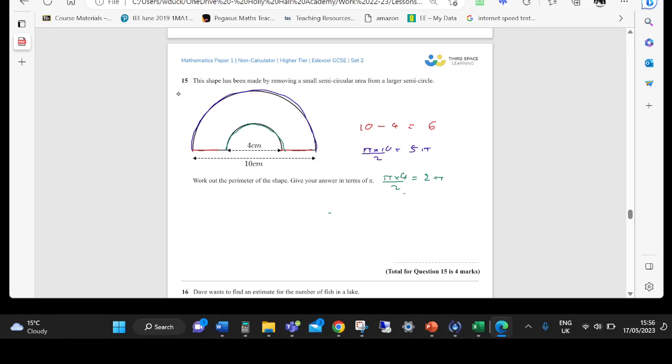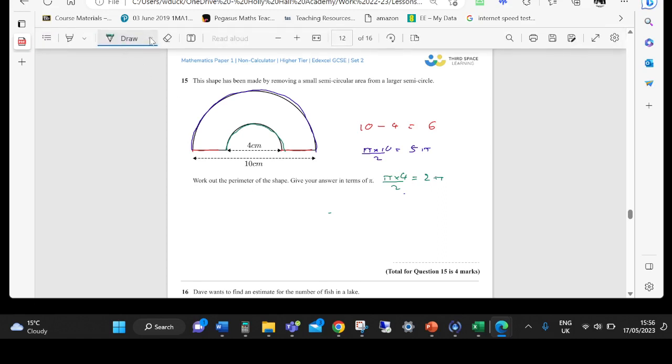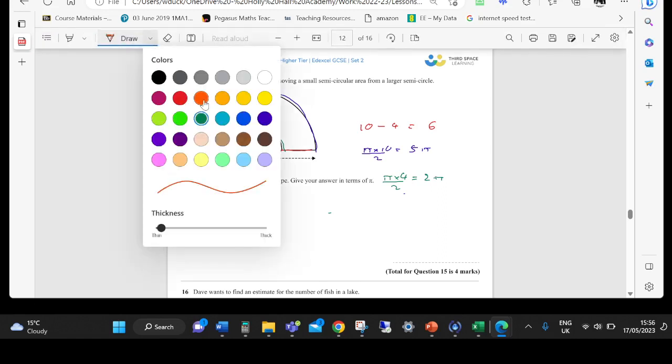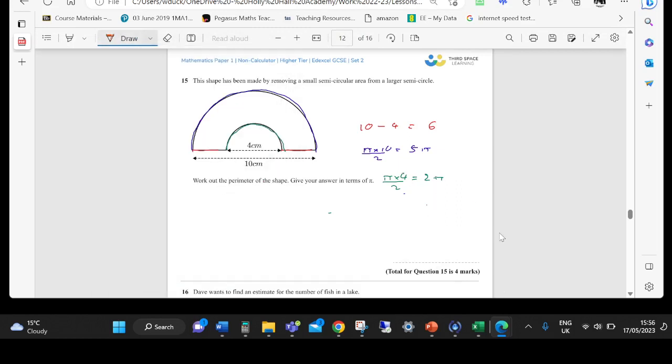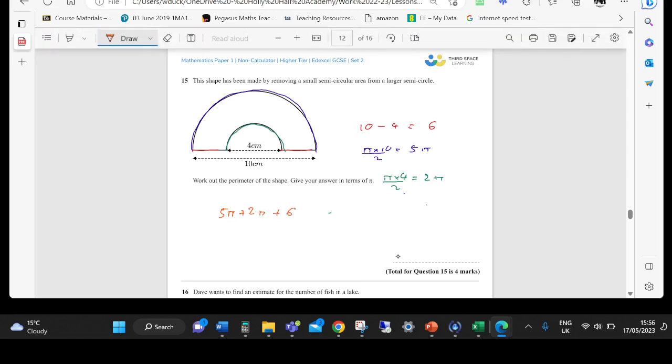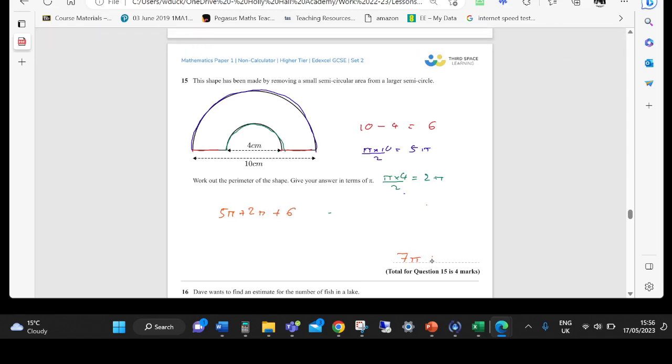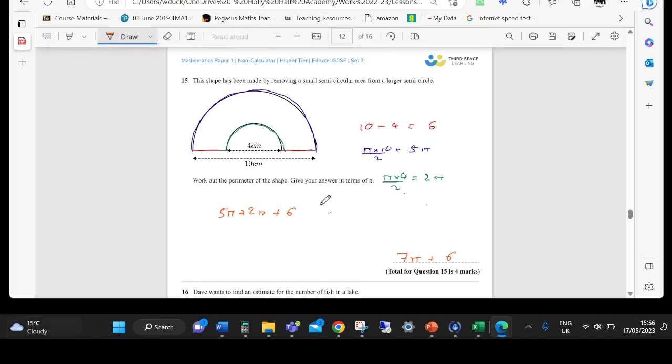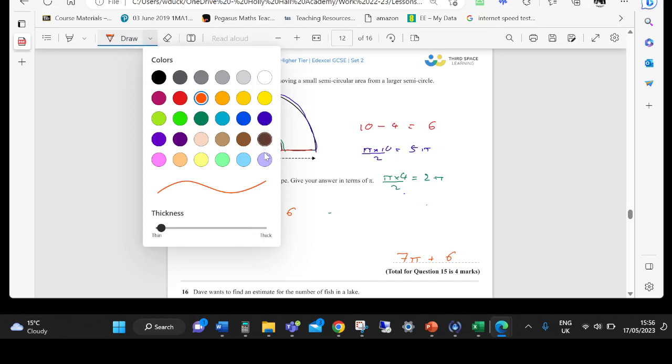So the total perimeter, let's keep color codes going. We'll go orange. So I'm going to add all 3 parts together. So 5 pi plus 2 pi plus 6 is going to be 7 pi plus 6. Right, I need another colour to mark. We'll go purple.